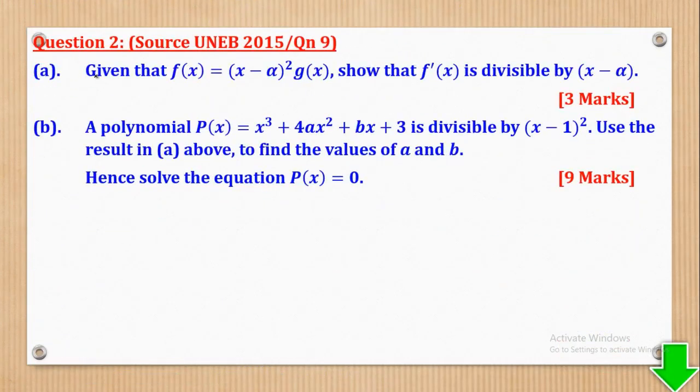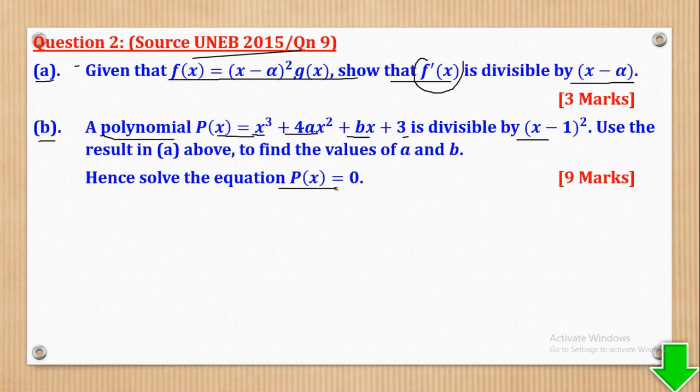So now we shall go to question 2, which came from UNEB 2015, paper 1, question 9, and says, Part A, given that f(x) is equal to this, show that f prime x is divisible by x minus alpha. This one denotes derivative. Then part B, a polynomial p(x) is equal to x cubed plus 4ax squared plus bx plus 3 is divisible by this. Use the result in A above to find the values of a and b, and then solve the equation p(x) is equal to 0.